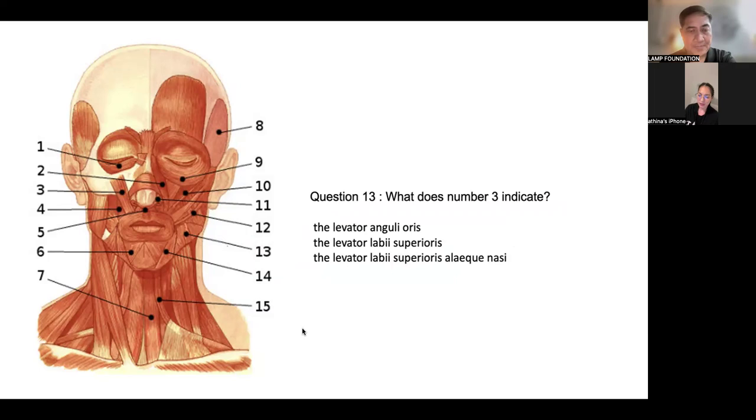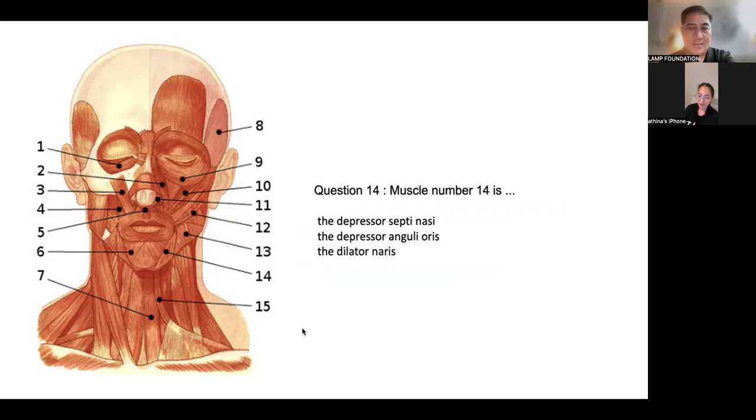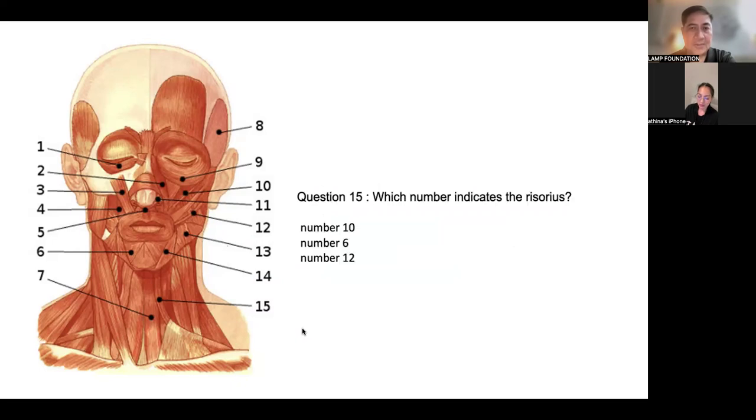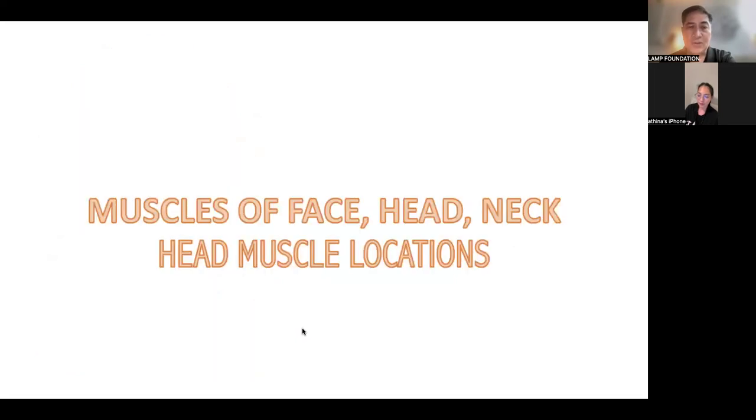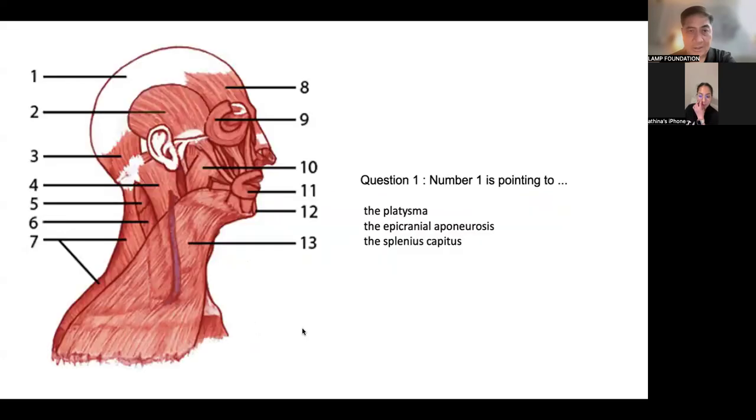That is the levator labii superioris. Muscle number 14, that's the depressor anguli oris. Risorius, that's number 12. Now let's go to the head muscle locations.